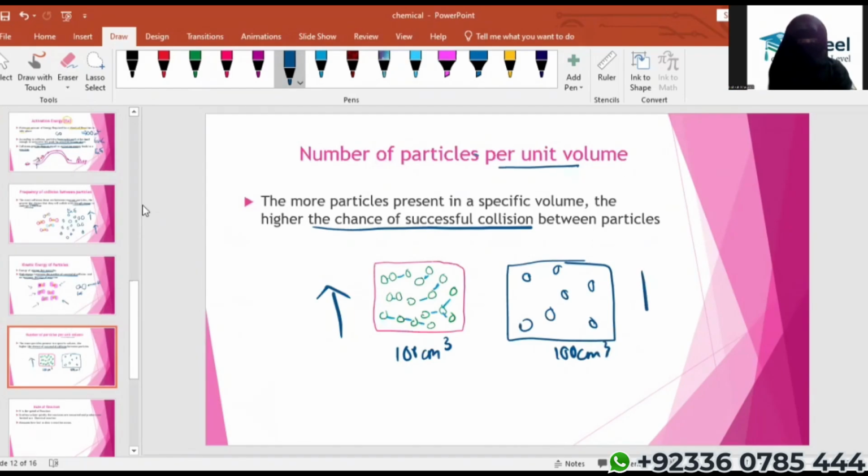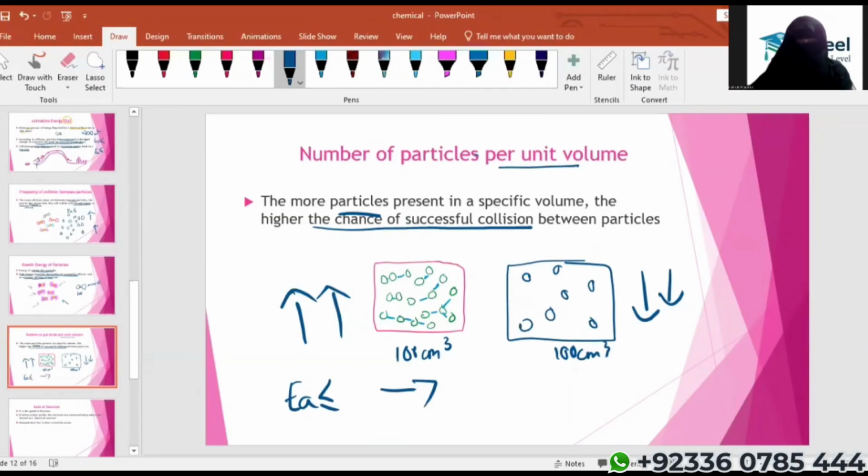That one has very low particles, that means low concentration, and the other has very high particles. In other words, we can also say high concentration. This means that high concentration will have more particles present in a specific volume, and so there is a higher chance for particles to collide with each other with enough energy greater than or equal to activation energy, and so there is a higher chance of successful collision between particles and the reaction will proceed.